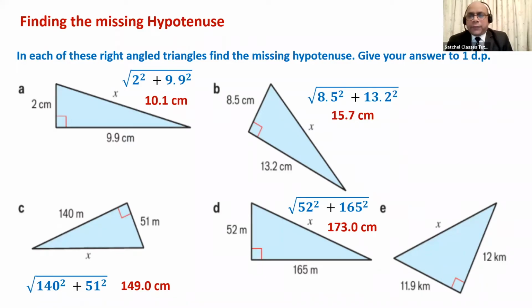And finally, in the last triangle, which is A, the two sides which make the right angle are 11.9 kilometers and 12 kilometers. And hence the hypotenuse, which is x, will be the square root of 11.9 squared plus 12 squared, which is equal to 16.9 kilometers. Once again, there's an error in the units. It should be 16.9 kilometers.